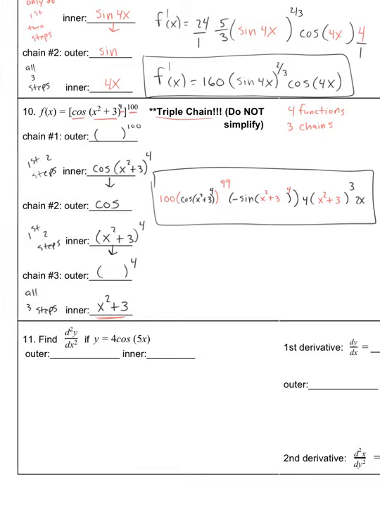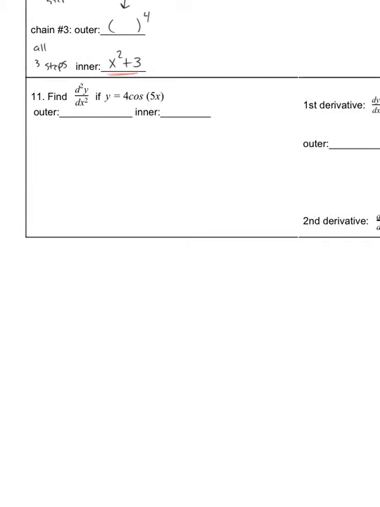Okay, finally, number 11. This symbol right here, you guys, this means that we want to find the second derivative. That is the Leibniz notation for second derivative. In order to find the second derivative, we have to find the first derivative first. So we go to work. Our outer function is cosine. So 4 cosine is our outer function, and our inner function is 5x.